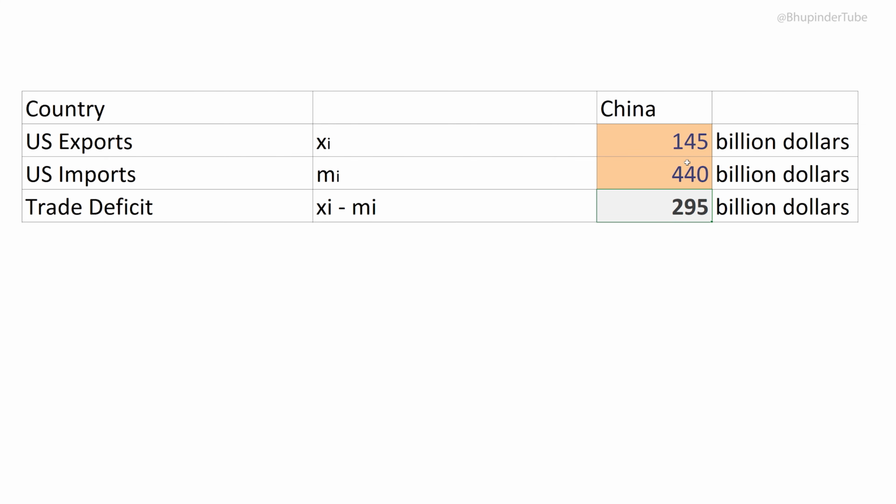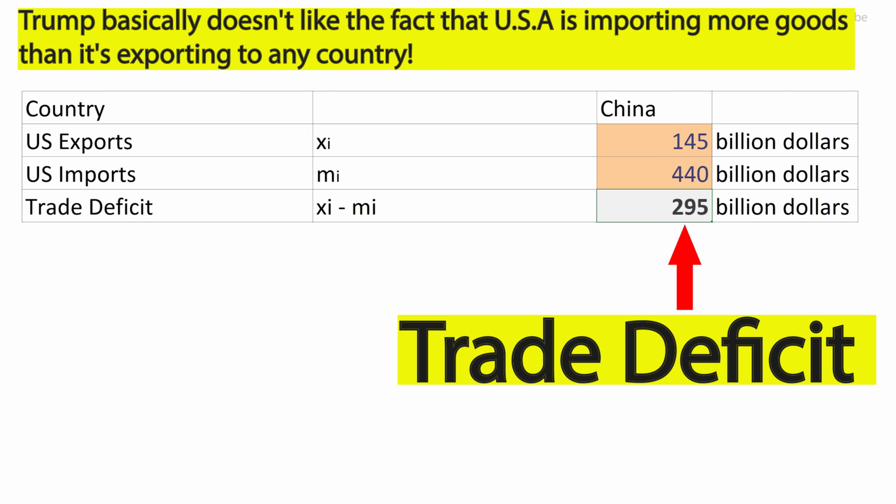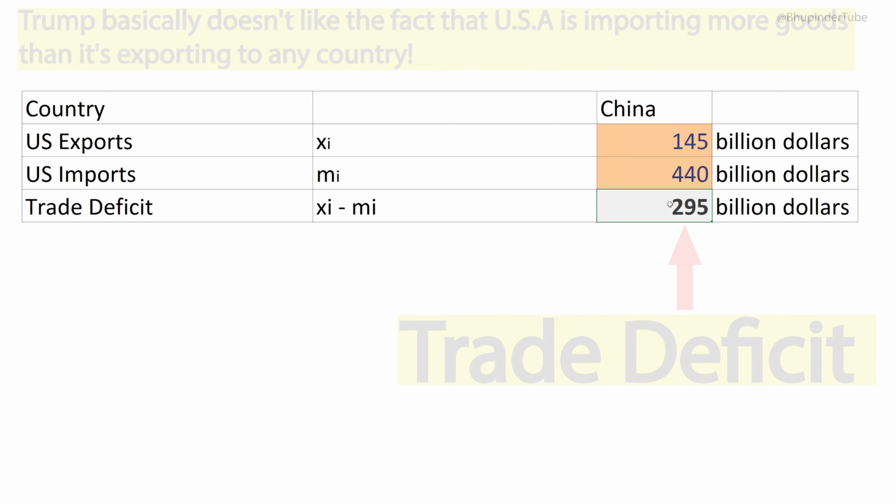So if you subtract US exports from US imports, it becomes $295 billion. And that's called the trade deficit. That means the US imports $295 billion more than it exports to China.